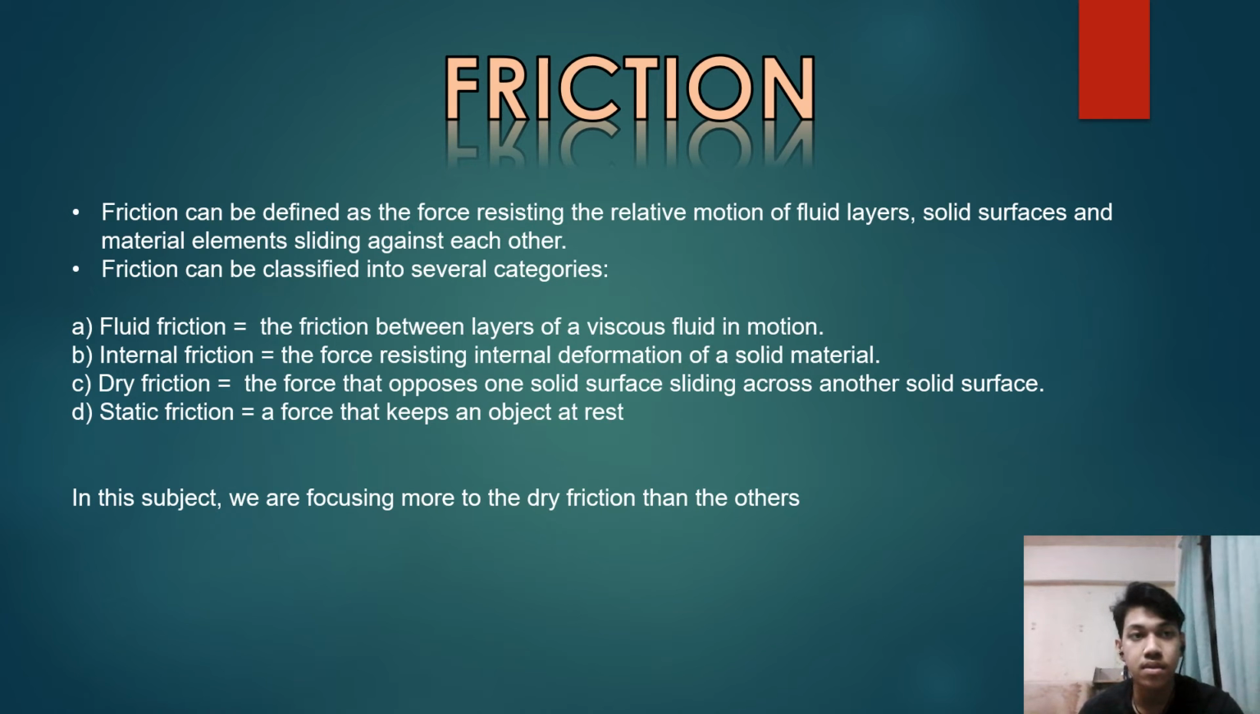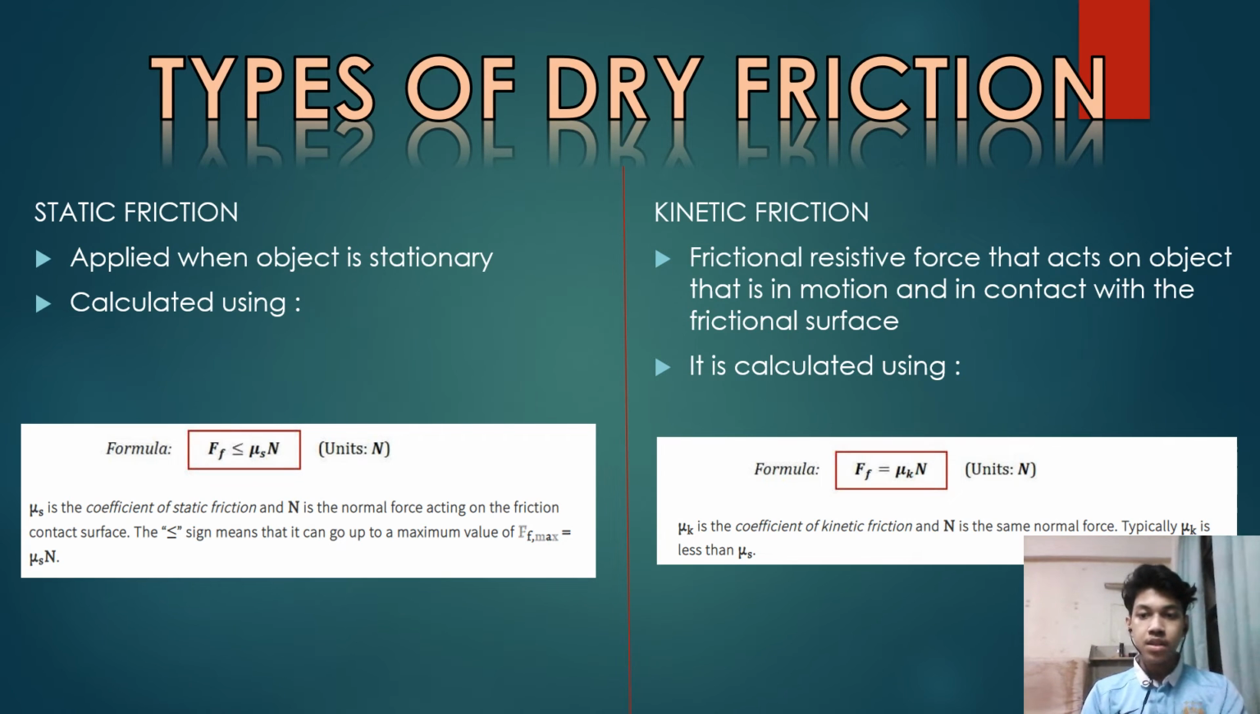So next, we are going to talk about the types of dry friction. There are 2 types of dry friction, and the first one is static friction. Static friction is applied when the object is stationary, and it is calculated using this formula: the friction force must be less than or equal to the coefficient of static friction times the normal force, and the unit for this is Newton, which is a force unit.